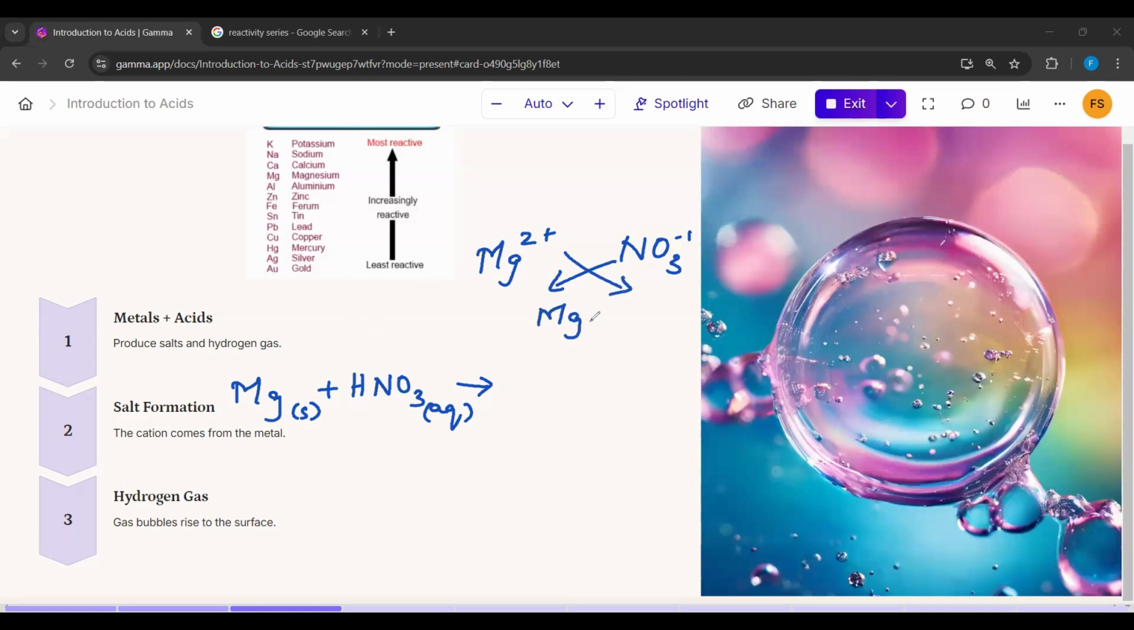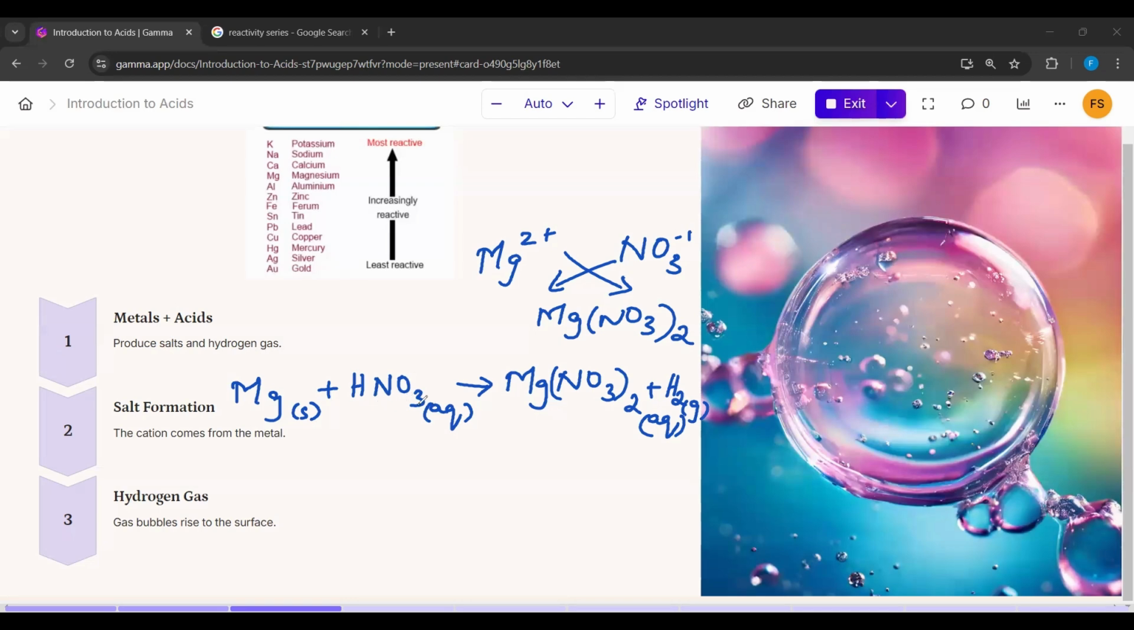So just swap the valencies, and you get the formula. So it is Mg, and here it's 1, so you don't write the 1 subscript. NO3. What is the valency of magnesium? That's going to come here, and that becomes the subscript. So Mg(NO3)2. So this is the formula for magnesium nitrate. And what is the state symbol? It's aqueous. And what else do you get? You get hydrogen. Remember, when metals react with acids, you get hydrogen gas. So the state symbol is g.